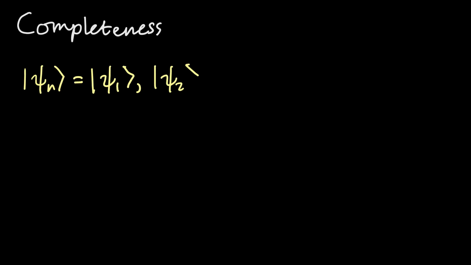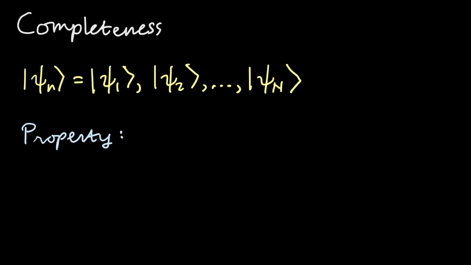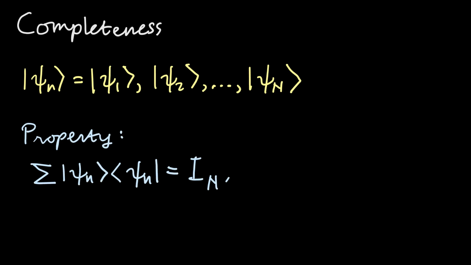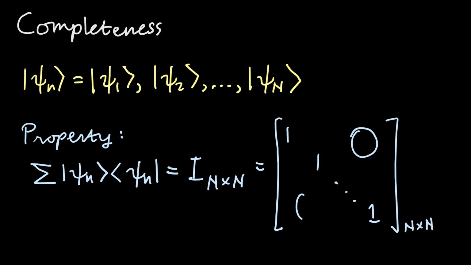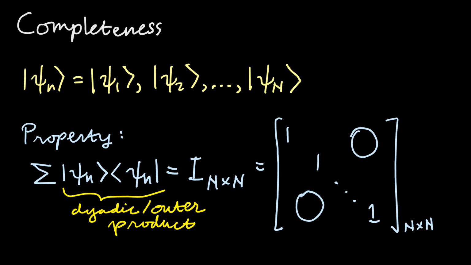Bra and ket can also be used to show completeness of a set of basis vectors. Each orthonormal basis can be denoted by ket psi n. For this example, n takes positive integer values. A set of basis vectors is complete if this property is fulfilled. I am not explaining the proof of this proposition because it's pretty long. This kind of product, where ket is put before the bra, is called the dyadic product or outer product.